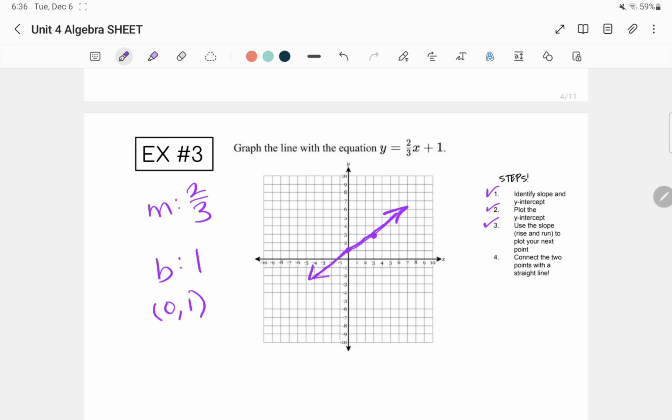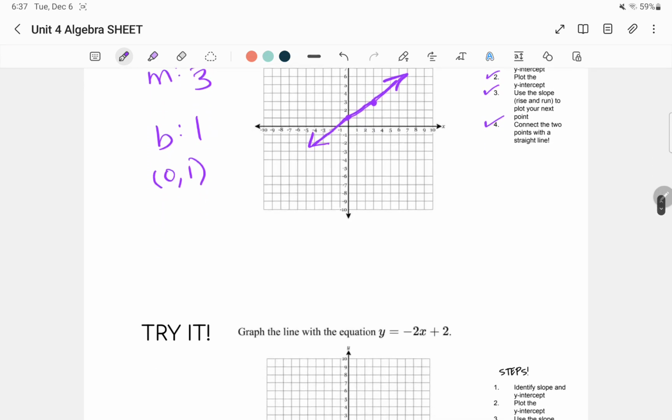And that's it. Let's say you don't have a fraction, like let's say you just have the number 4. 4 or any number can be written as a fraction. That would just be 4/1. So just a little note, if you do not have a fraction, you have a whole number, you gotta make it into a fraction by putting it over 1, and then you can still use that rise over run to plot your next point. So we've connected the 2 points and we are done.